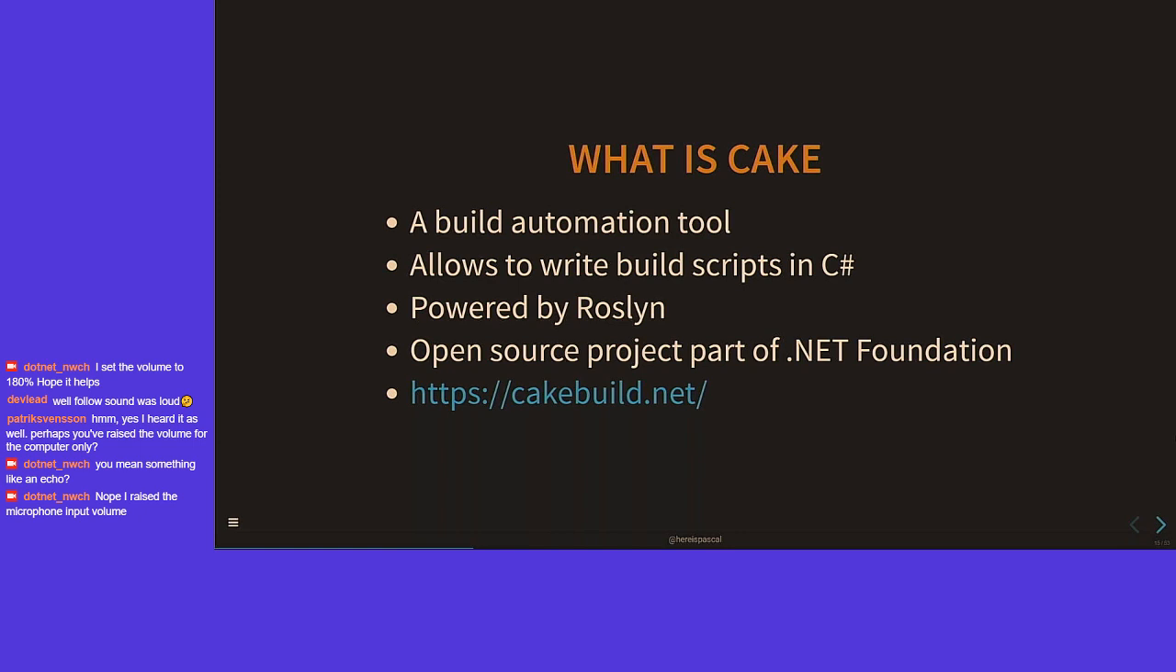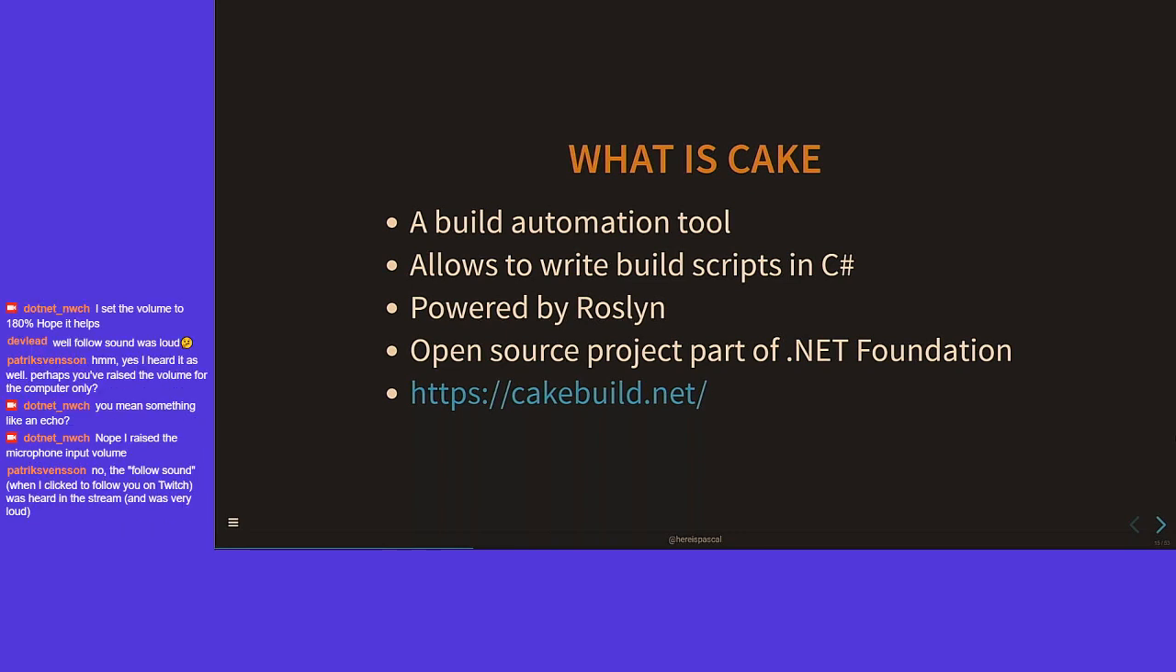Cake is powered by Roslyn, which is the .NET compiler platform, and is an open source project as part of the .NET Foundation, which is a foundation which several open source projects, also from Microsoft, are part of. And you see here the website if you're interested. You can check it out for details.